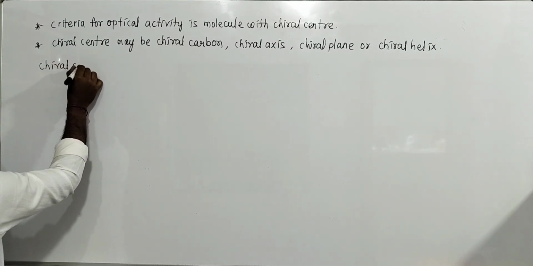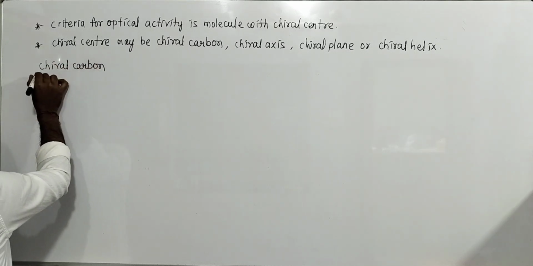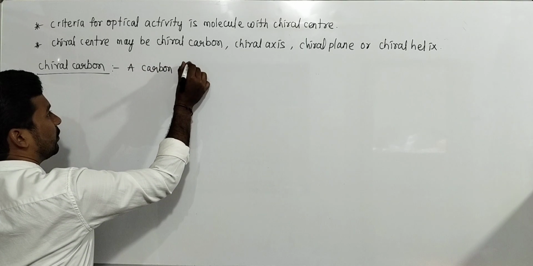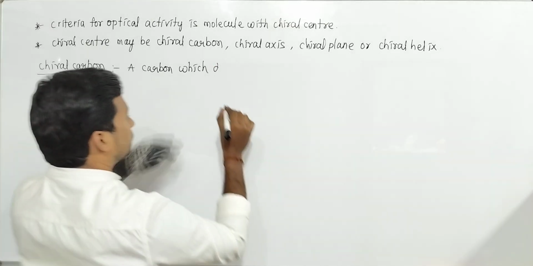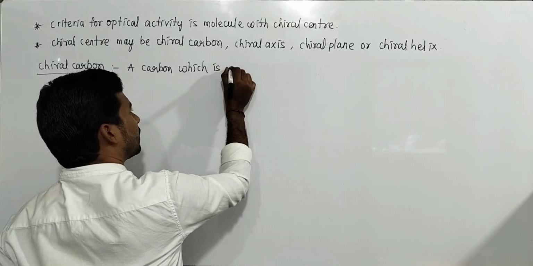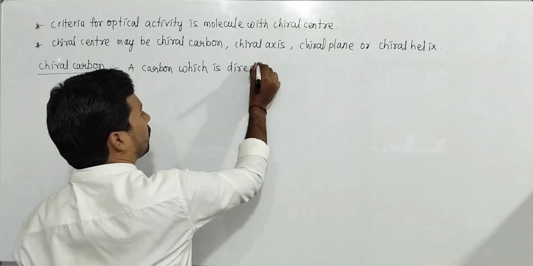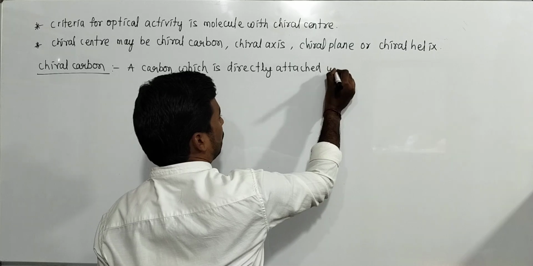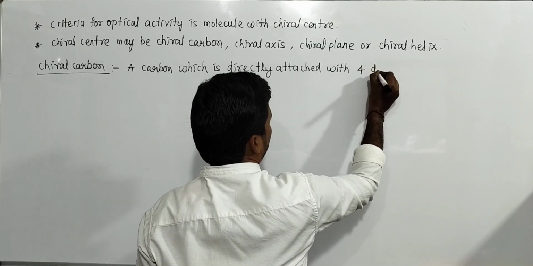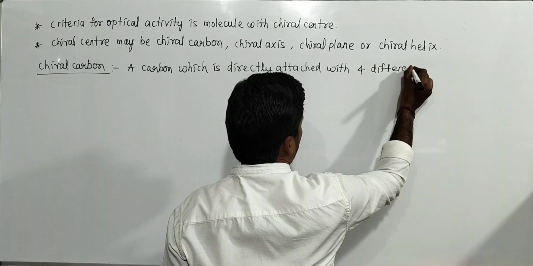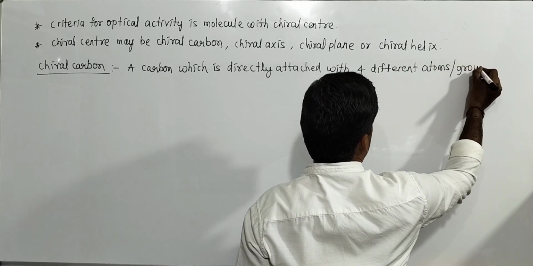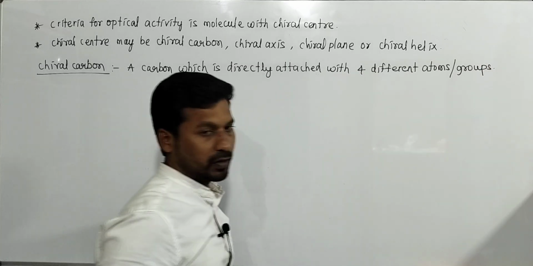What is a chiral carbon? A carbon atom which is directly attached to four different atoms or groups is said to be a chiral carbon.